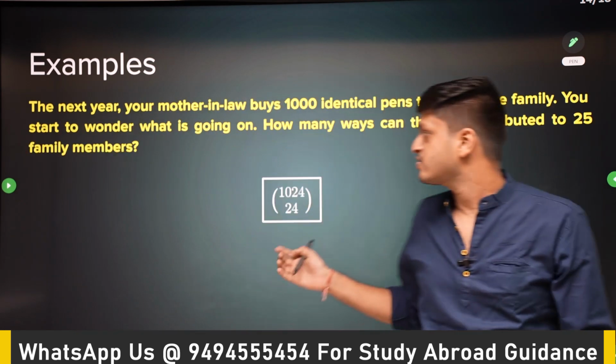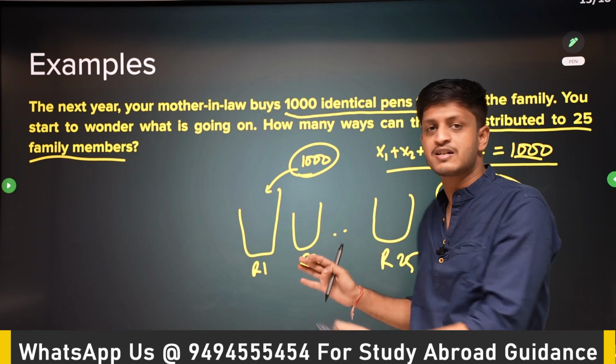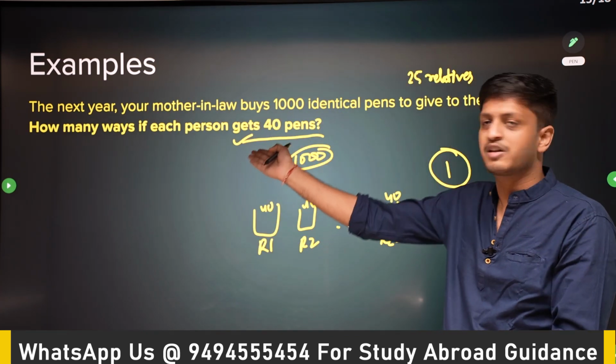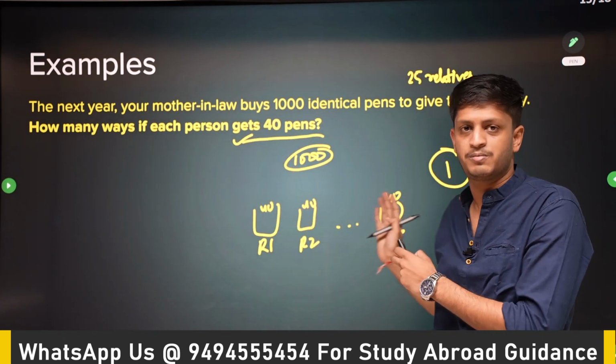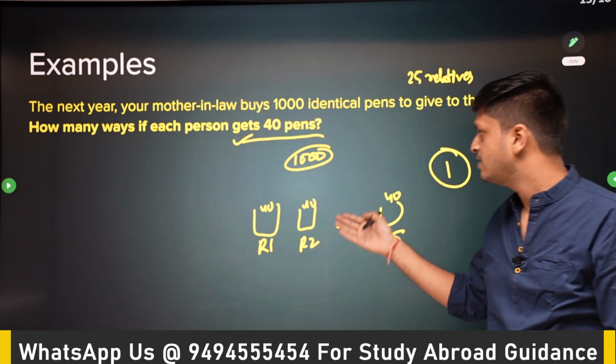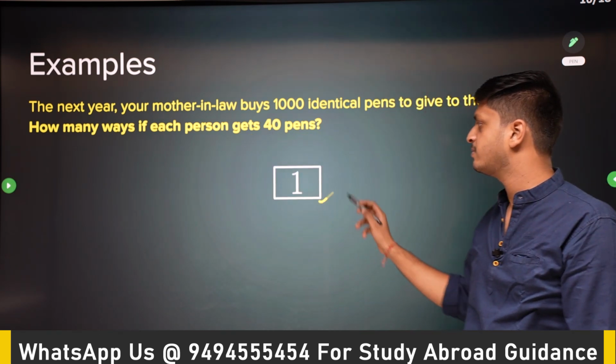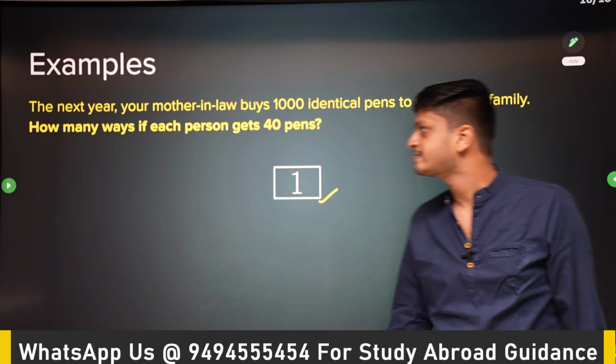In the previous problem, we actually counted in how many ways this bifurcation can be done. But here this bifurcation is also given. You have to do it 40 plus 40 plus 40 up to 25 times. So there is only one way in which you can solve this problem. Just distribute it. Okay. Cool.